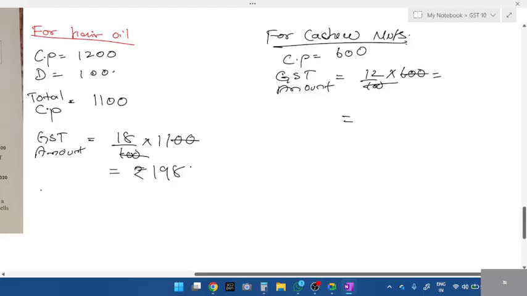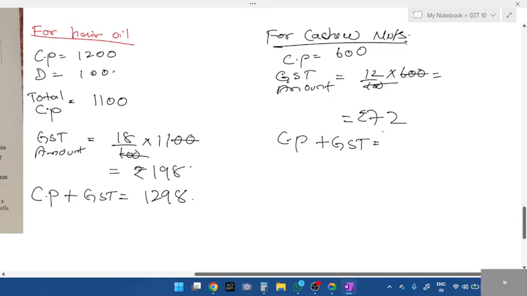Then how much is cost price plus GST? Is it 1298? And here, student, here, what's the answer? 72. So cost price plus GST. For this, only for cashew, what is cost price plus GST? 672.